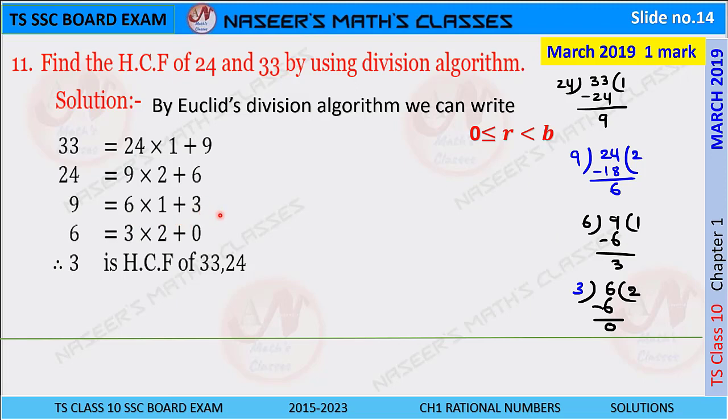Next, here 3 is the remainder, which is not equal to 0. Then we have to divide 6 with 3. Then we get 2 as a quotient and the remainder is 0. Then we can write this step as 6 is equal to 3 into 2 plus 0. Therefore, we can say 3 is the HCF of 33 and 24.